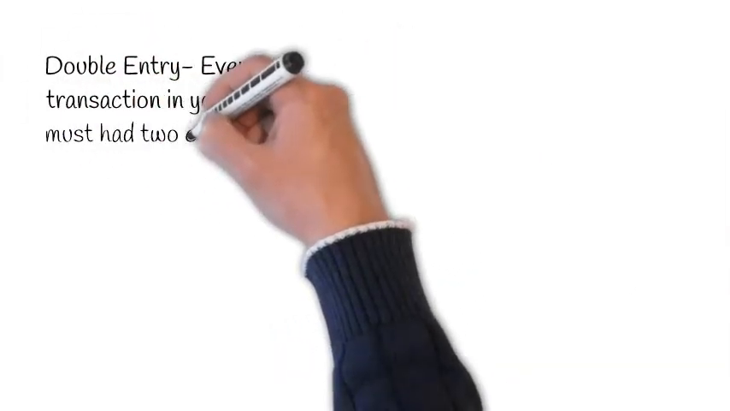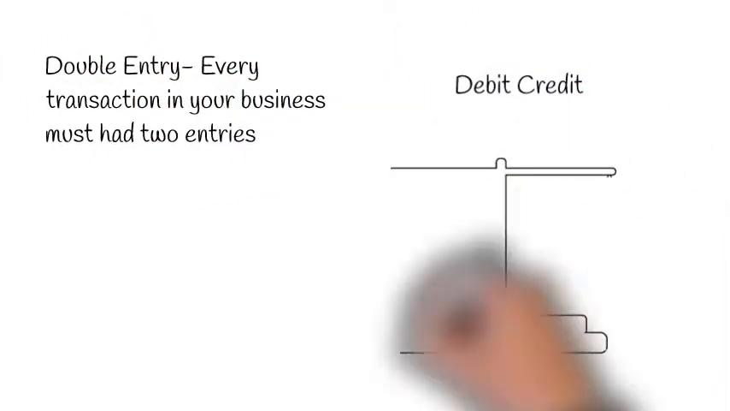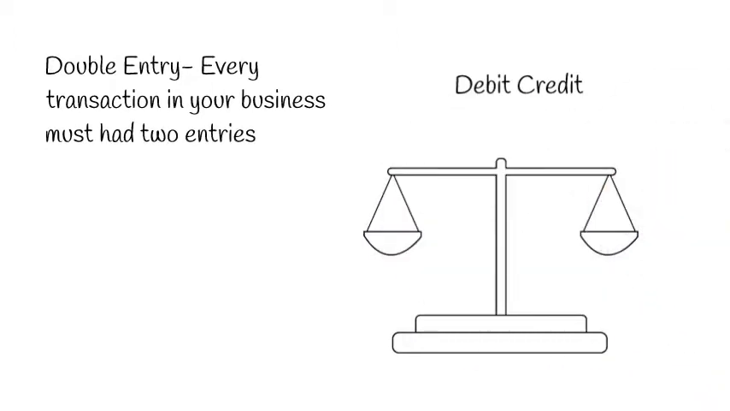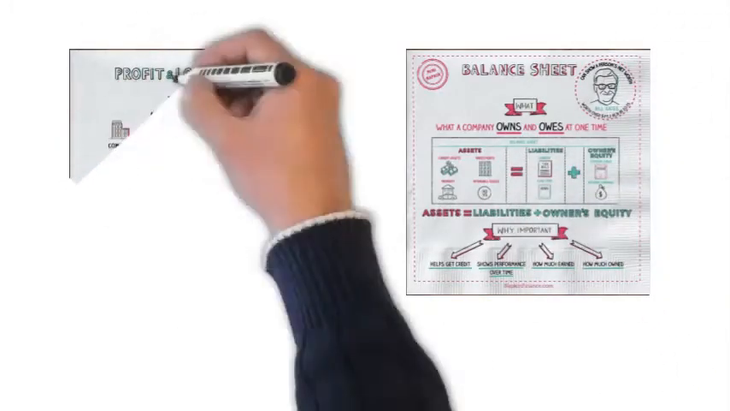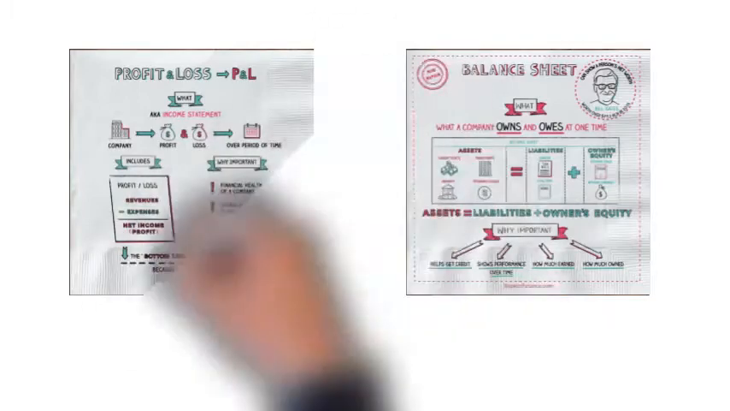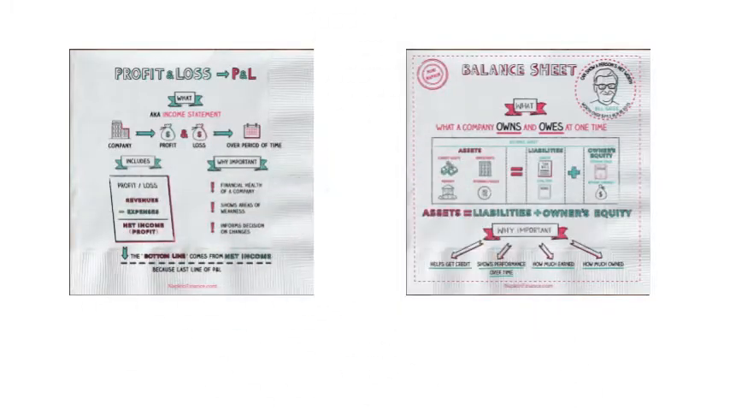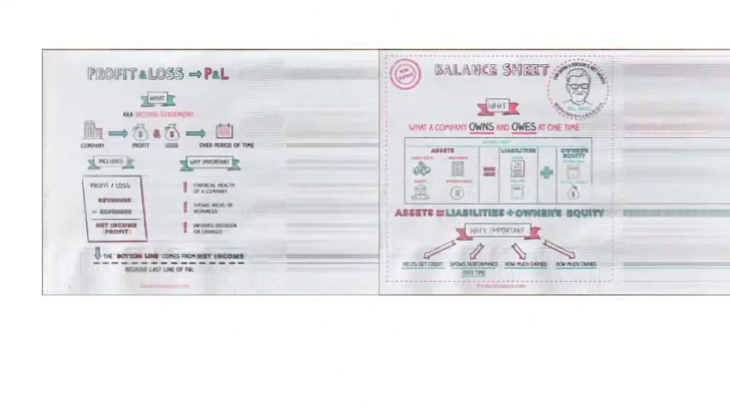The theory of double entry is that every transaction in your business must have two entries, a debit and a credit, and they must balance. The two financial statements are a balance sheet and a profit and loss, and the double entry transactions are the movement between these two financial statements.